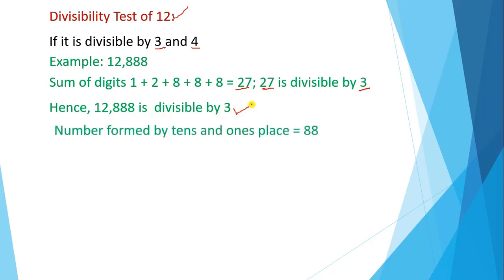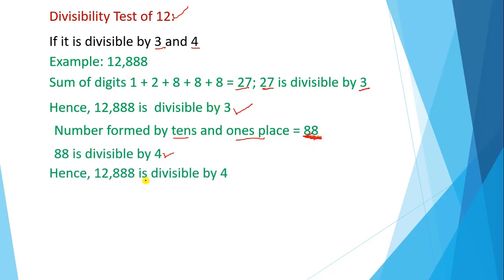Next we will apply the divisibility test of 4. It states that we look at the tens and ones places. In tens we have 8, and we have one more 8 in the ones place. It forms the number 88. This 88 is exactly divisible by 4. Hence the full number 12,888 is divisible by 4. So we came to know that the number is divisible by 3 and divisible by 4. Hence the full number 12,888 is divisible by 12.